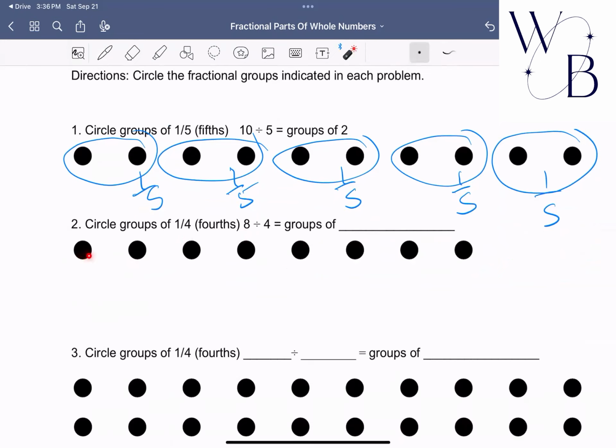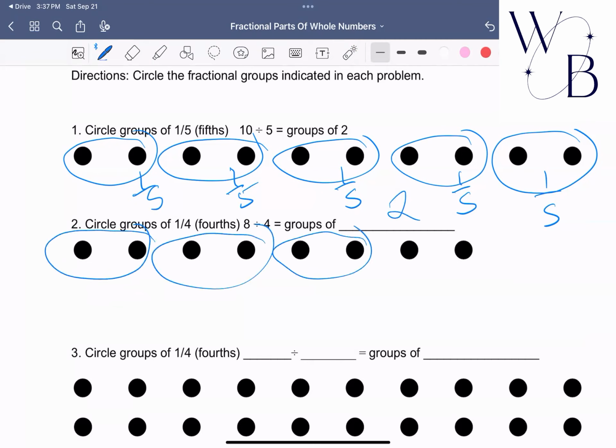So I have a total of 1, 2, 3, 4, 5, 6, 7, 8. So I'll have a total of 8. And I want to make fourths because the denominator says fourths, cut into fourths. So 8 divided by 4 is equal to 2. So I'm going to have groups of 2. So 2, 2, 2, 2. So each of these is equal to 1/4. Therefore, 2 is equal to 1/4 of 8.